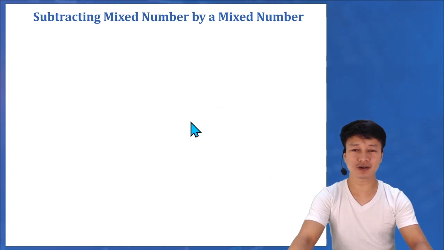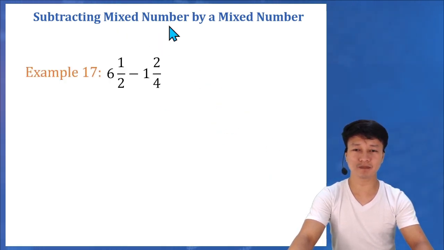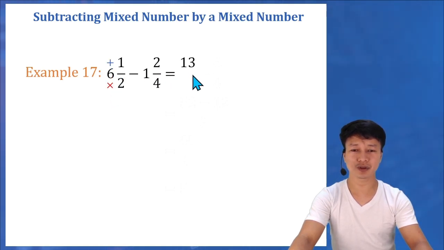Next, another example for subtracting a mixed number by another mixed number. So we have example number 17, 6 and 1/2 minus 1 and 2/4. So that is equal to, convert 6 and 1/2 into its equivalent improper fraction. So that is 2 times 6 is 12 plus 1, that is 13 over, the denominator is 2. Minus 4 times 1 is 4 plus 2 is 6.